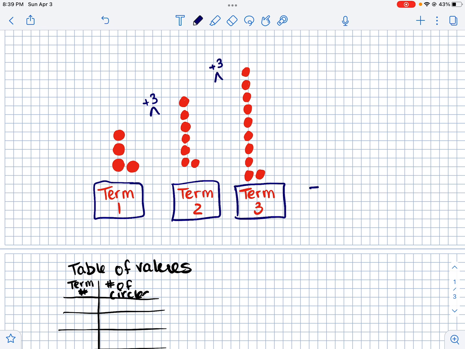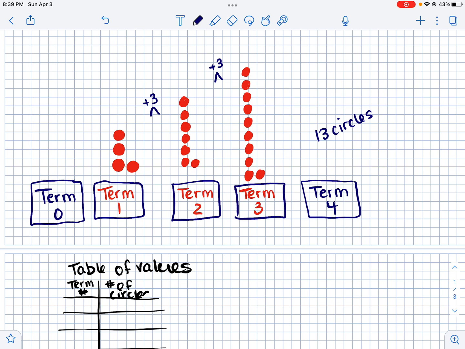Now what if I wanted to get the next term? How many tiles or how many circles would there be in term 4? I think there would be 13 circles, because if I just add 3. And what if I backed it up? What if I want to know how many circles in term 0? Well, if I subtracted 3, I would just be left with 1 circle.